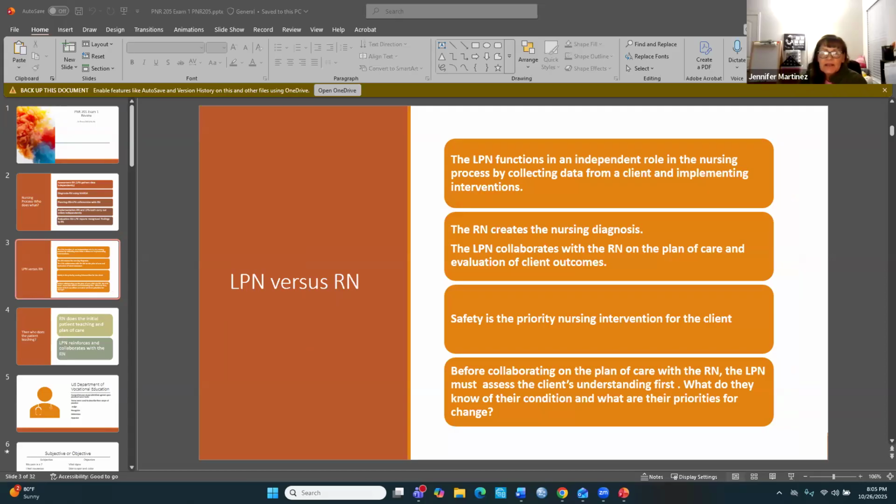The biggest thing is that safety is the priority nursing intervention for the client. And then before collaborating on the plan of care, the LPN must assess the client's understanding. What do they know about their condition? What are their priorities for change? So again, the RN can do all 5 aspects of the nursing process, whereas the LPN can do the assessment or data collection and implementation independently.